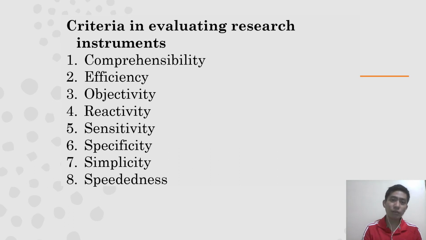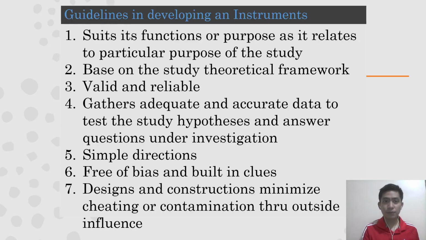Criteria of evaluating a research instrument: comprehensibility, efficiency, objectivity, reactivity, sensitivity, specificity, simplicity, and speededness. So, guidelines in developing an instrument.